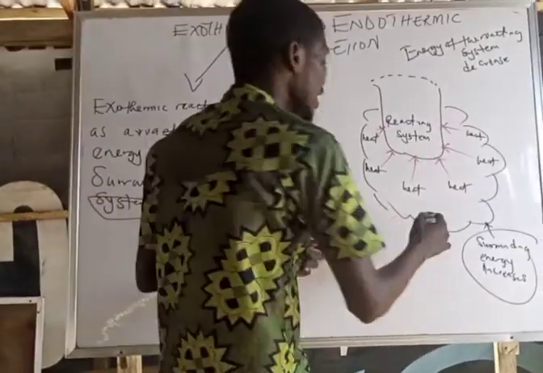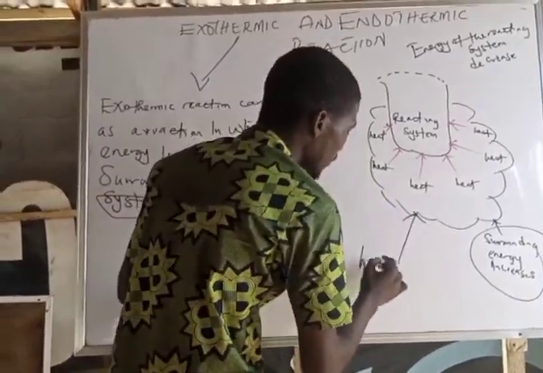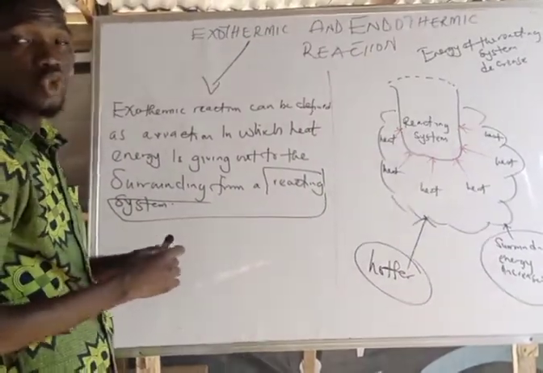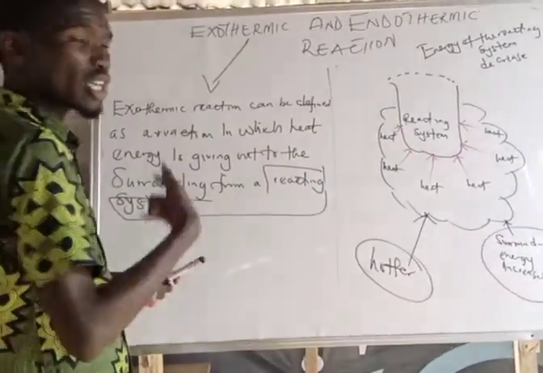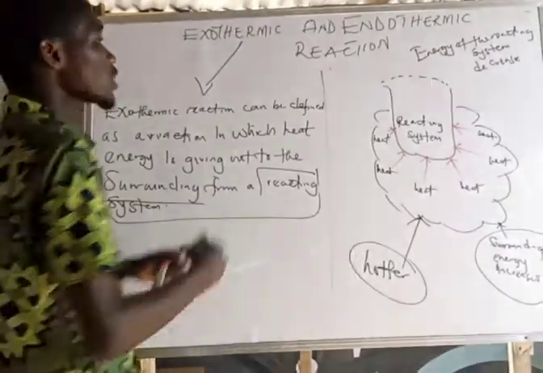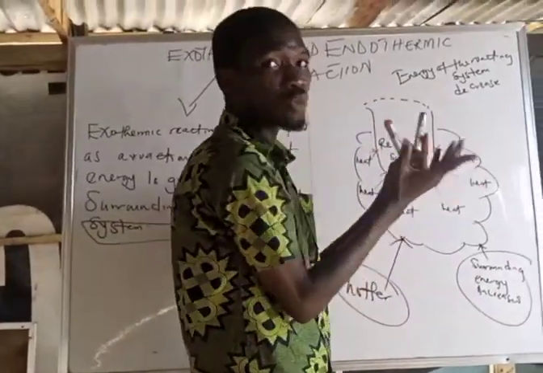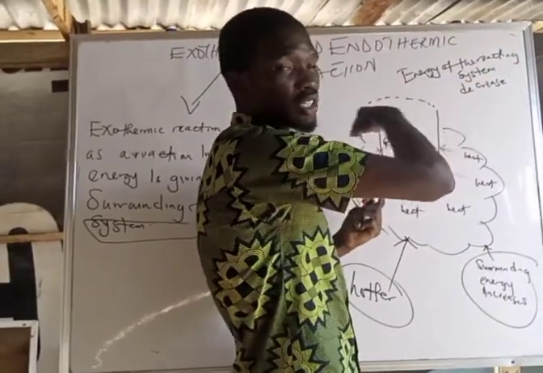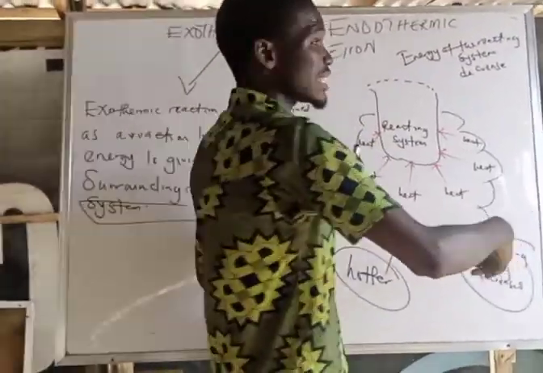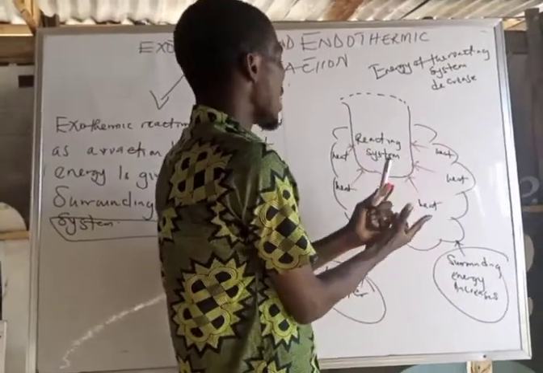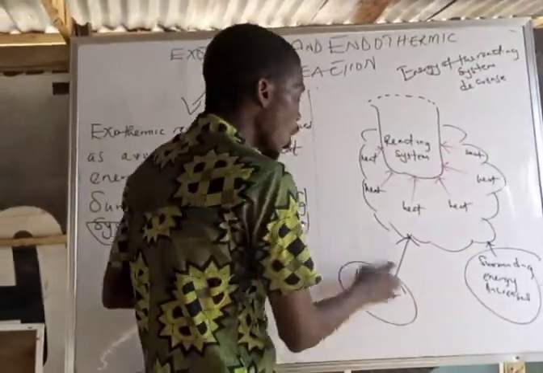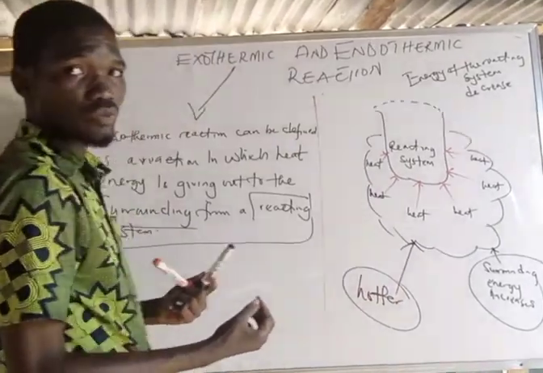And with that, this one will become hotter to produce more heat. Again, if the reacting system should collide with it, we are going to have the energy of the reacting system decreasing, while the energy that surrounds that particular reacting system increases. With that, we are going to have a hot object.